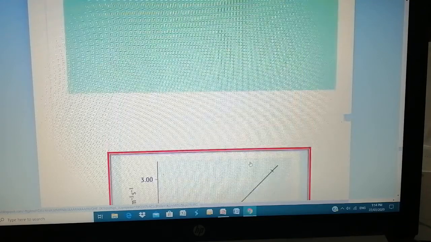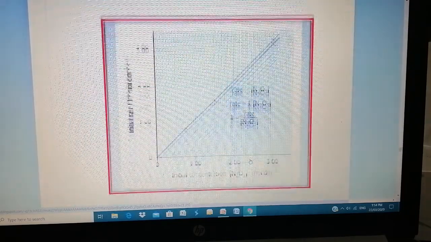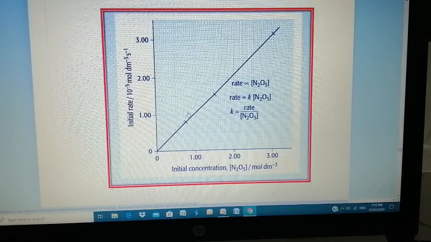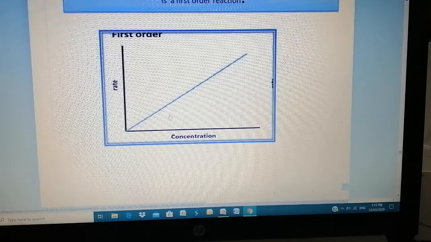So how do we plot the graph? You have to take the values which are given to you, and along the y-axis you take the rate, and along the x-axis you take the concentration, and see which shape of graph you are getting. So this is equivalent to the graph of a first order reaction. See here, it's a straight line starting from the origin.